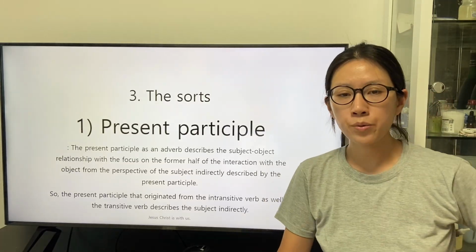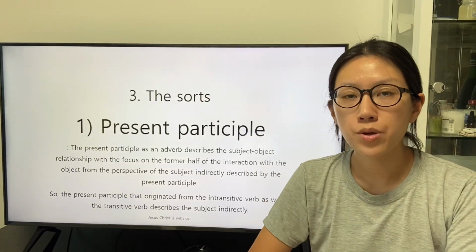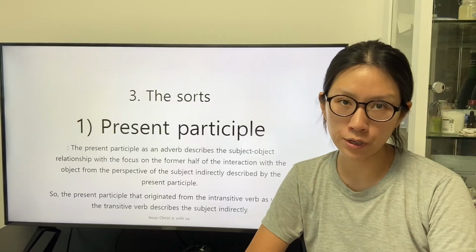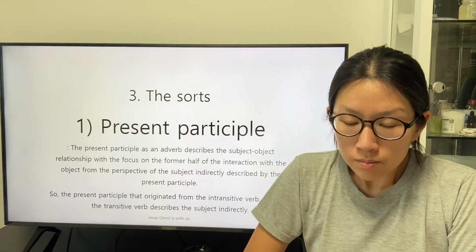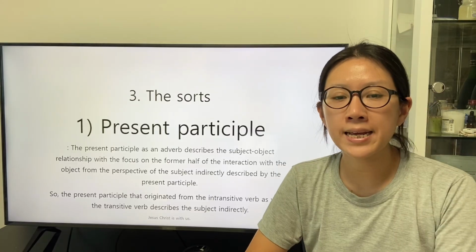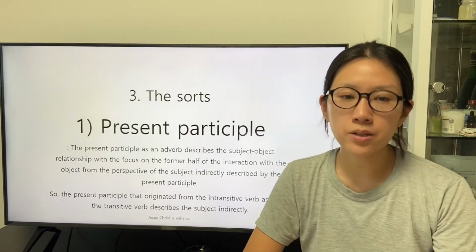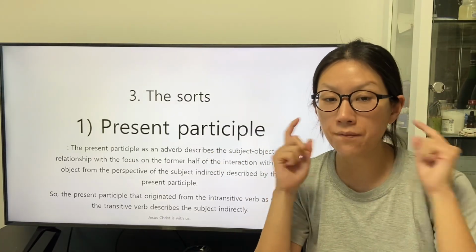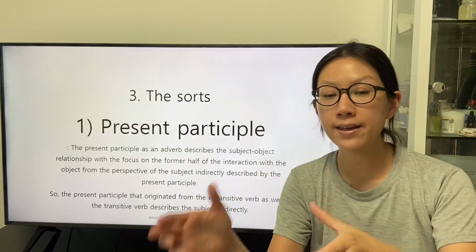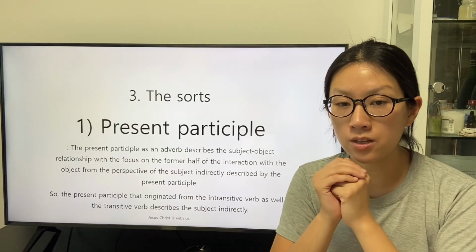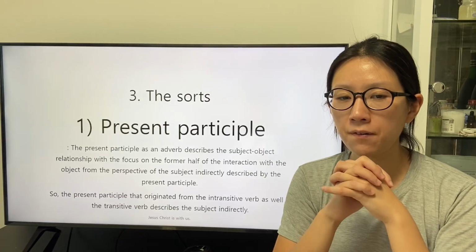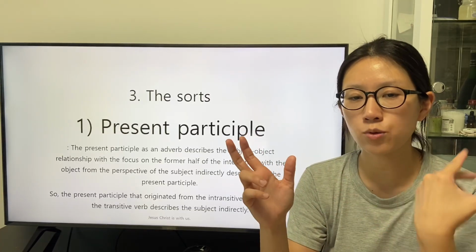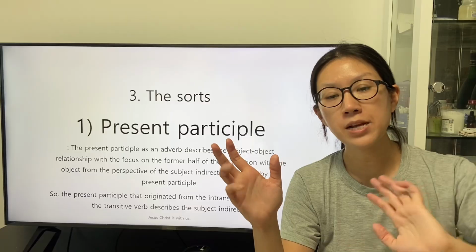From now on, we will study the first sort of adverb, that is the present participle. The present participle as an adverb describes the subject-object relationship with the focus on the former half of the interaction with the object, from the perspective of the subject indirectly described by the present participle.